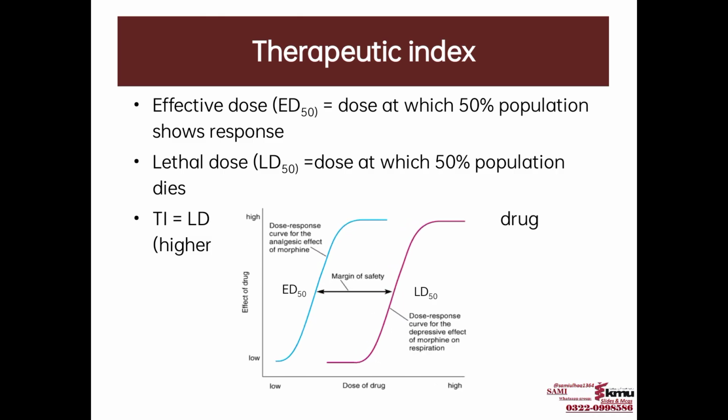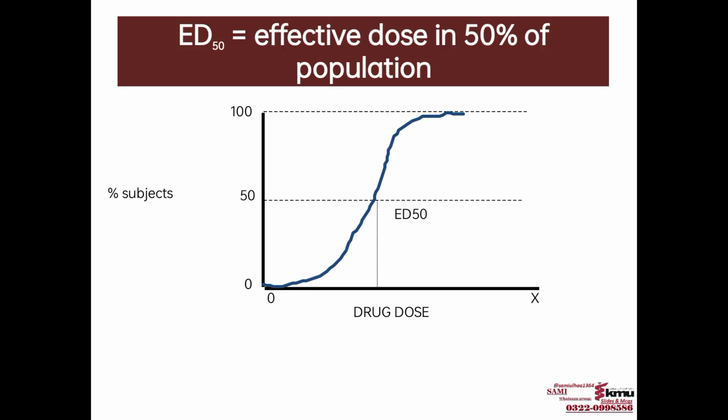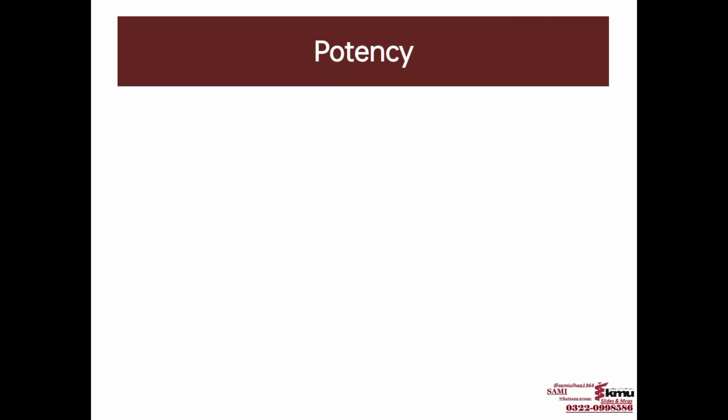effective dose. The dose at which 50% of the population shows a response is called the effective dose. And lethal dose means the dose at which 50% of the population has died. Therapeutic effective dose is in 50% of the population.